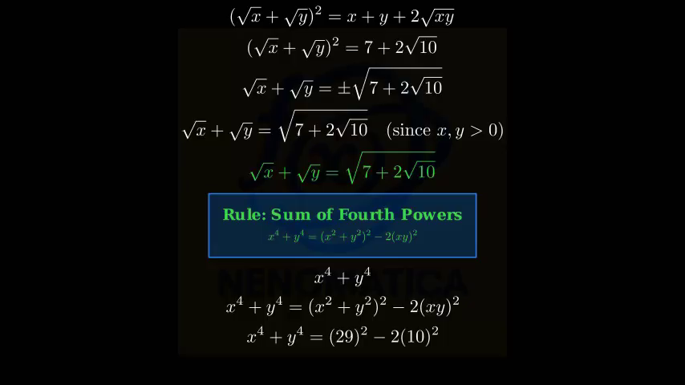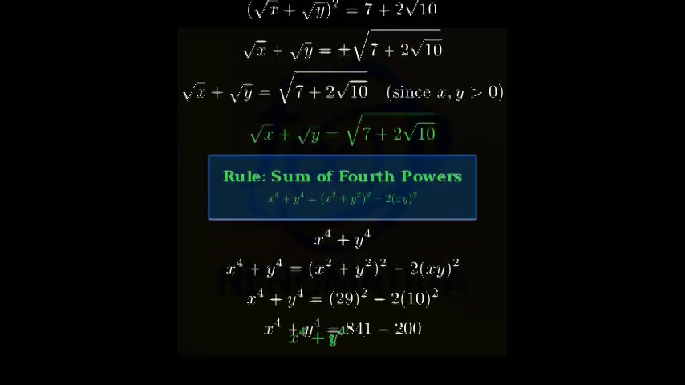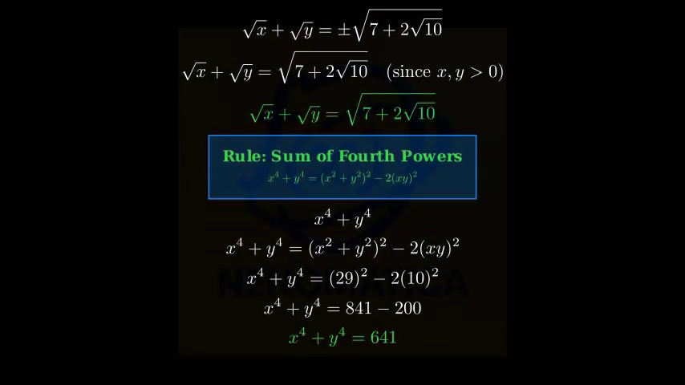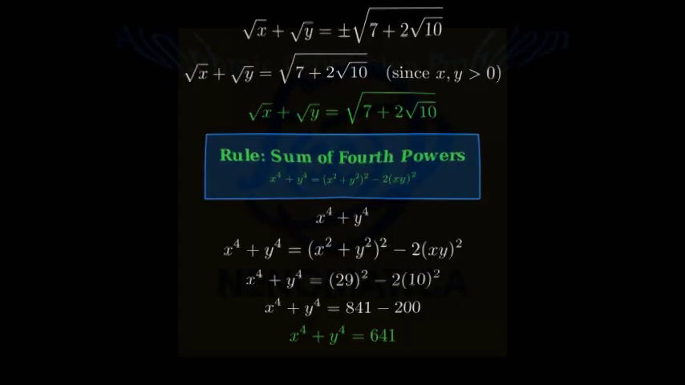Let's calculate the final answer. 29 squared is 841, and 2 times 100 is 200. So x to the fourth plus y to the fourth equals 841 minus 200, which is 641.